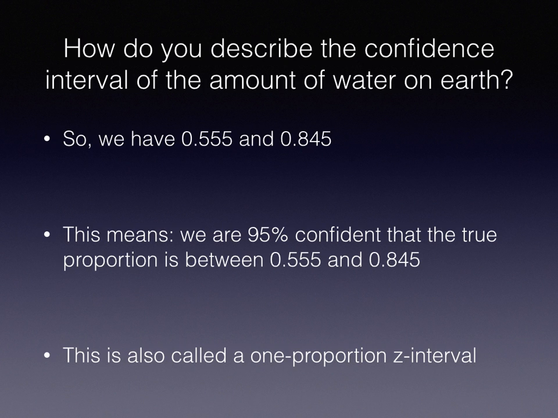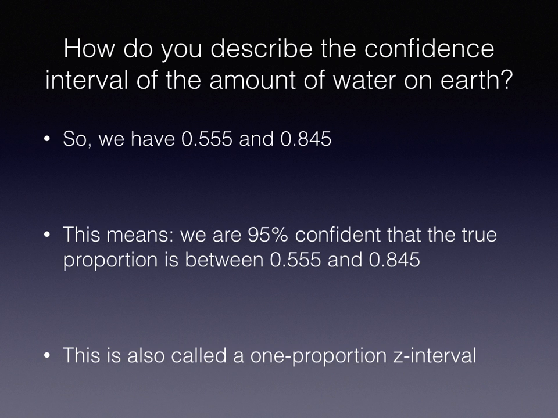So what the heck does that mean? How do you describe the confidence interval of the amount of water on Earth? We have 0.55 and 0.845. That means we are 95% confident that the true proportion of the amount of water on Earth is between 0.55 and 0.845. This is also called the one proportion z interval, but you can also call it the confidence interval.